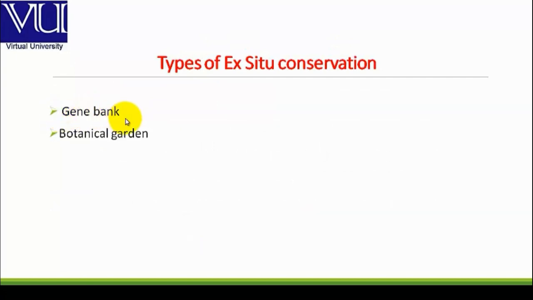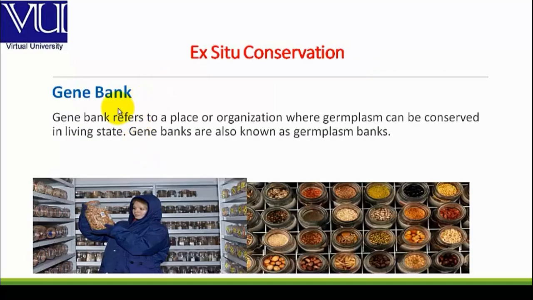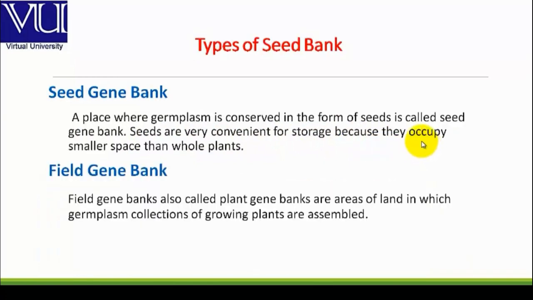Here are some common types of ex situ conservation. The first one is gene bank and then botanical garden. Gene banks. A gene bank refers to a place or organization where germplasm can be conserved in living state. Gene banks are also known as germplasm banks. We have divided gene banks into two main types. The first one is seed gene bank and the next is field gene bank.